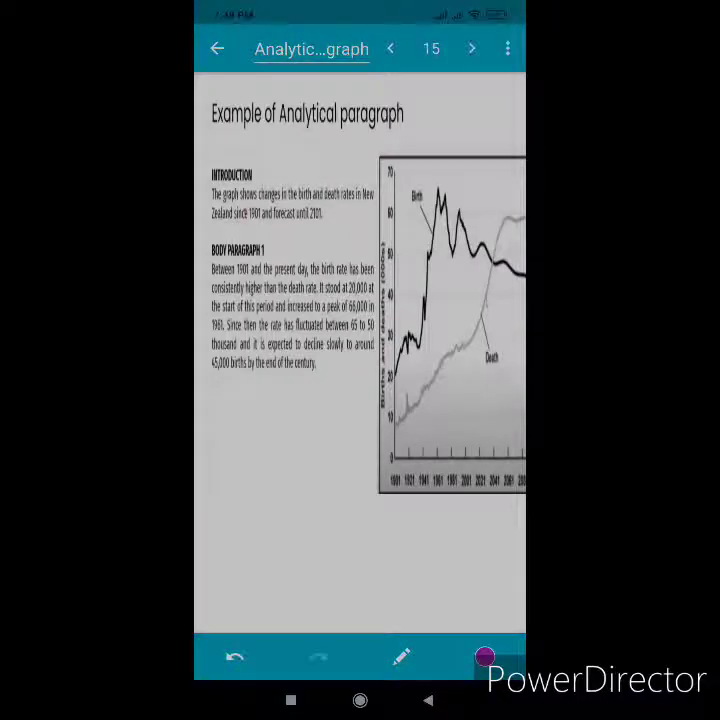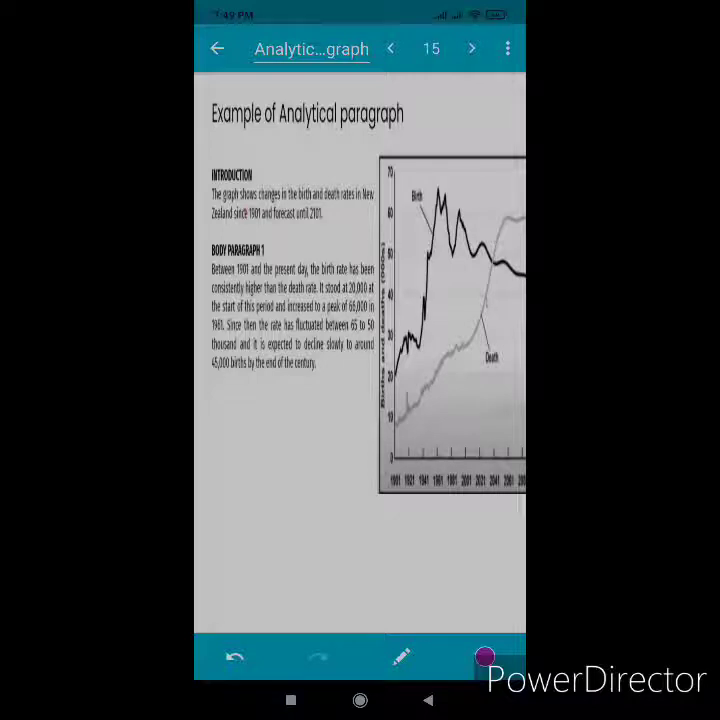Children, here you can have a look at the example of analytical paragraph. It's about a graph. First, the introduction: the graph shows changes in birth and death rate that has been shown through the graph in New Zealand since 1901, and forecast until 2101.